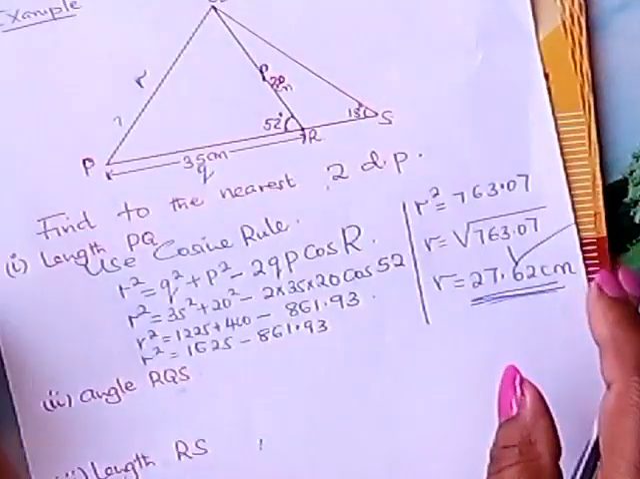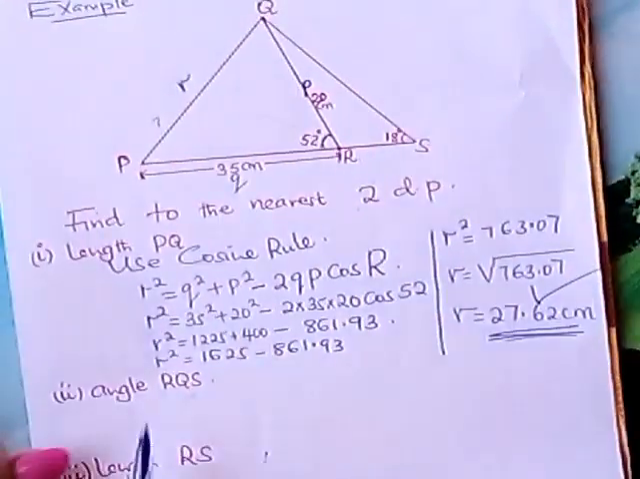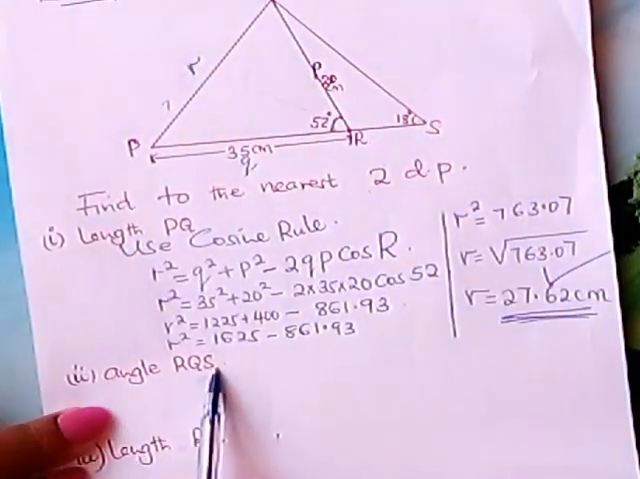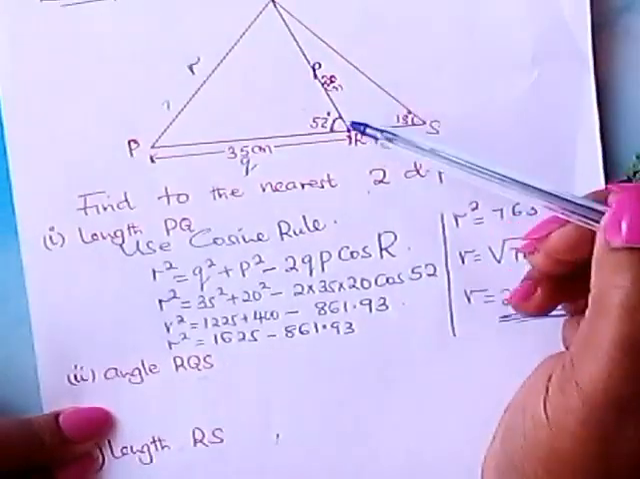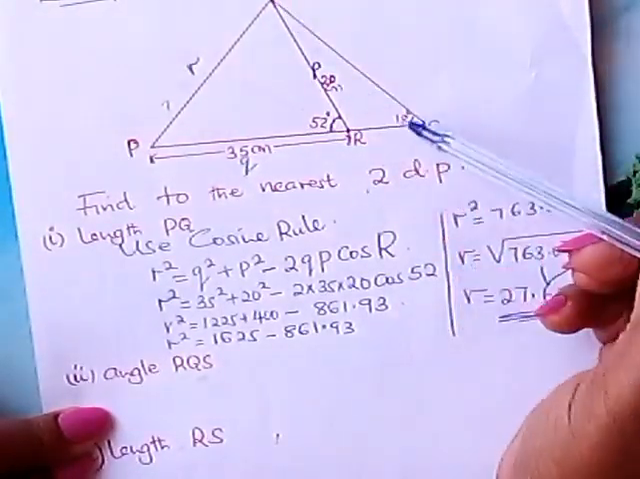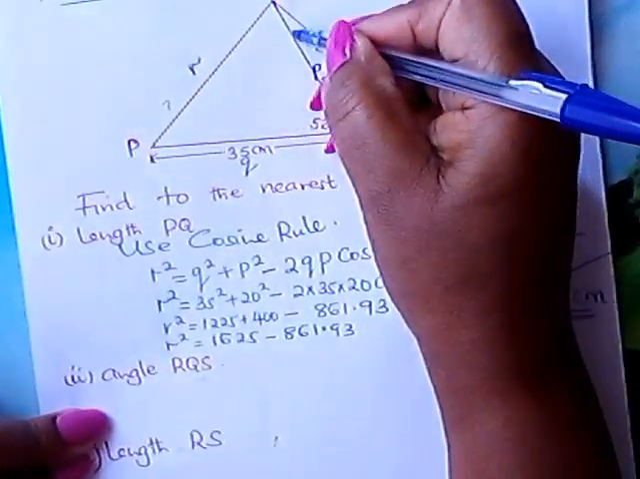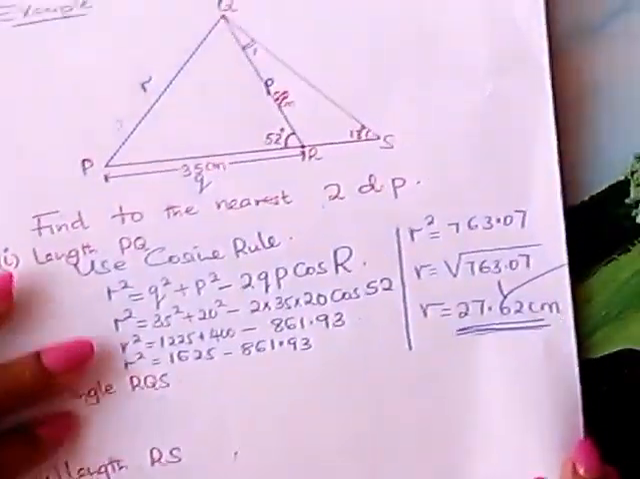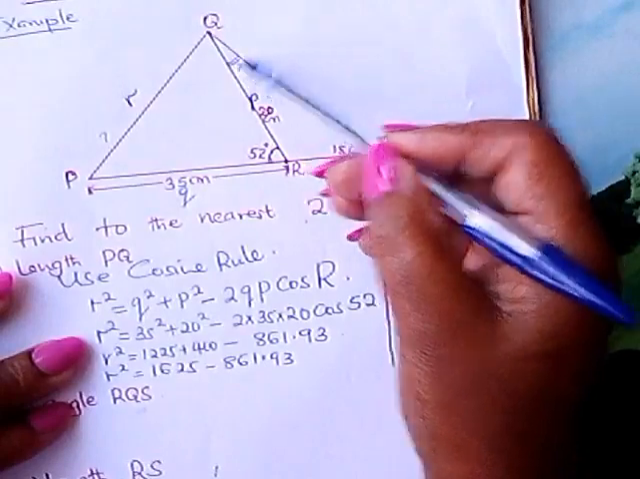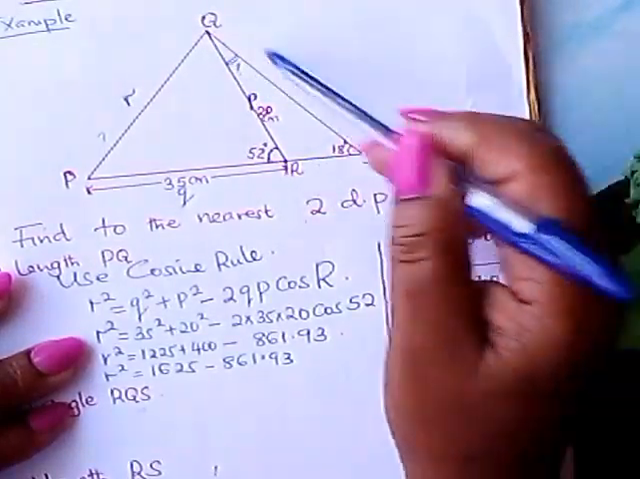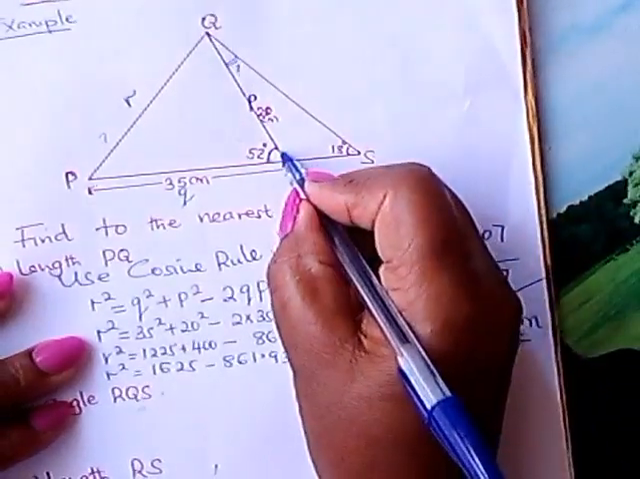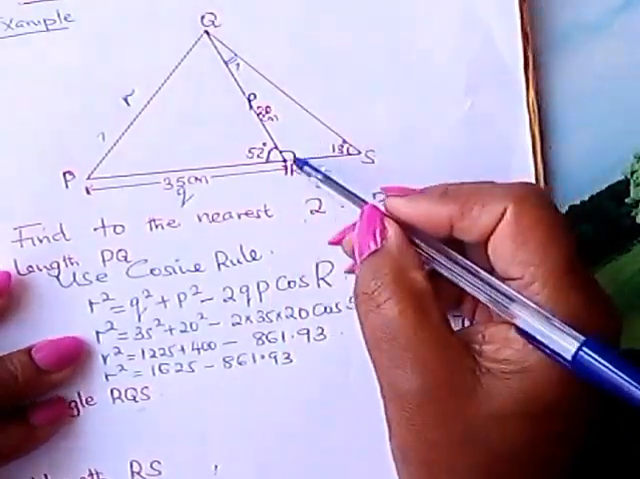From there, learner, you go to the second question. Find angle RQS. RQS, where is it, learner? It is this angle here, this small angle there. How do you find this angle? If you look at this small triangle here, you have 18 there, you want this. Do you have this? No, but you can get it.